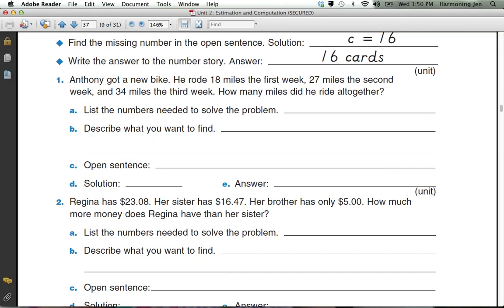Now, your job is to try the rest of these practice problems on pages 37 and 38. I want you to just try your best. I don't expect you to be perfect at this point because this is our first practice with this. When you come to class tomorrow, you will have a chance to compare with your math partner, and we'll talk about the answers and you can check and see how you did.